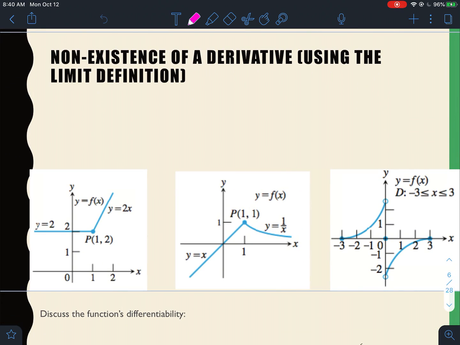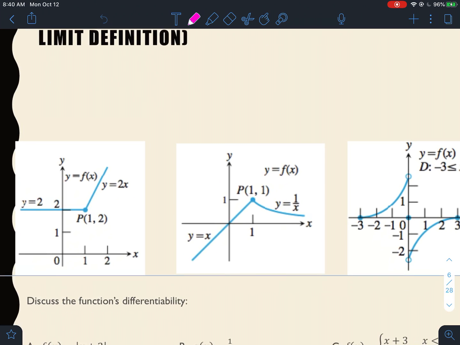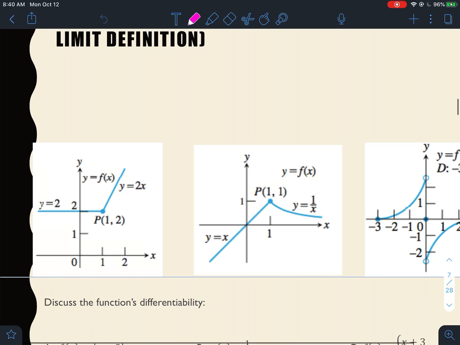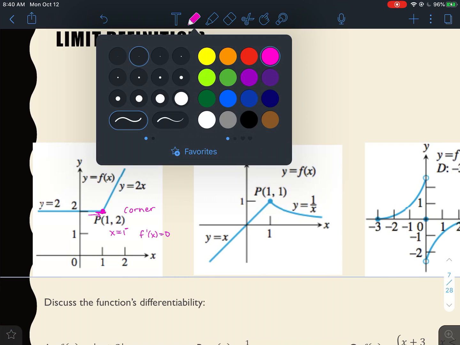So what are some situations where the derivative wouldn't exist on a graph? Places where a derivative wouldn't exist on a graph would be on that first graph at the point (1, 2). That's called a corner. It's where two lines meet that have different slopes. So notice, if I wanted to take the derivative of this function coming from the left side at x equals 1, the slope of that tangent line would be 0.